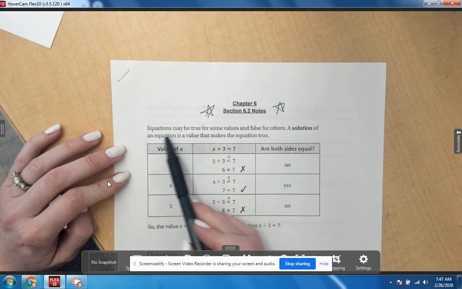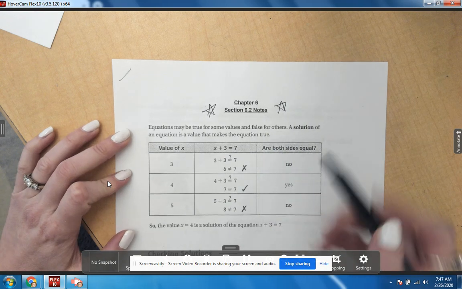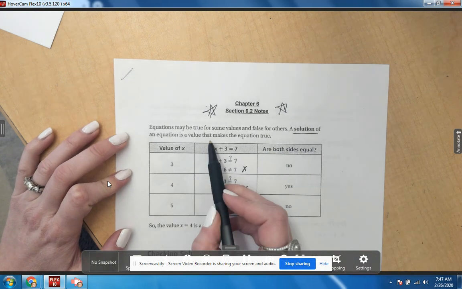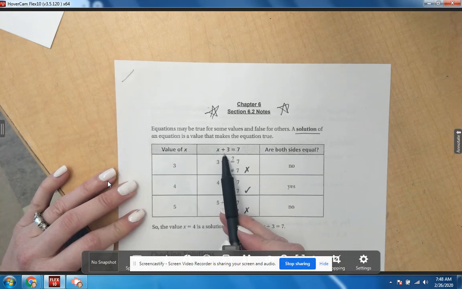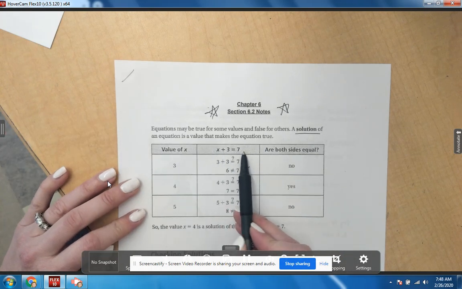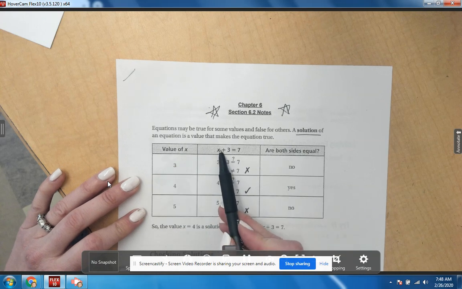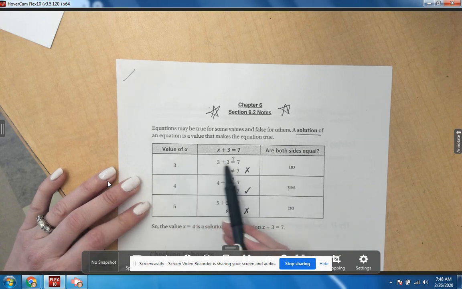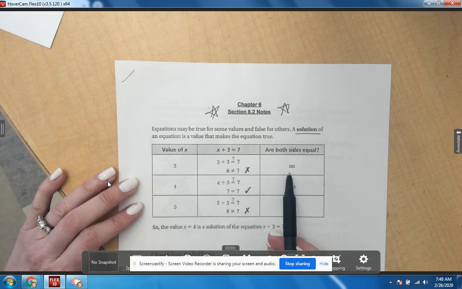So it says equations may be true for some values and false for others. A solution of an equation is a value that makes the equation true. So here's some examples. Let's say our problem is x plus 3 equals 7. It's saying, is x 3? So what you do is you replace the variable with the value, do out the math, and see if it's true. So 3 plus 3 is not 7, it's 6. So that would not be true.